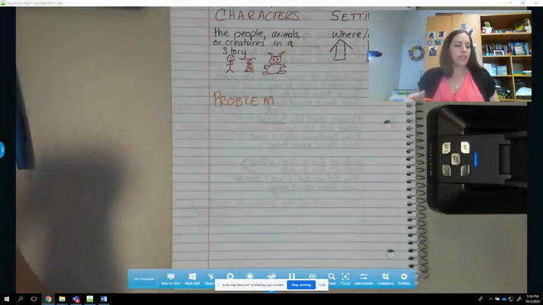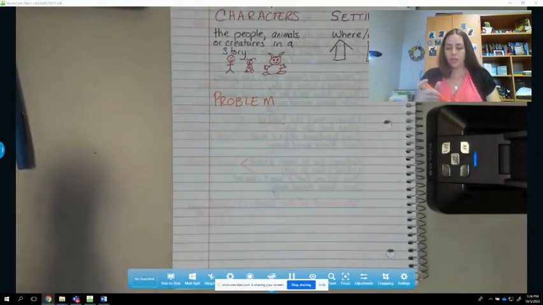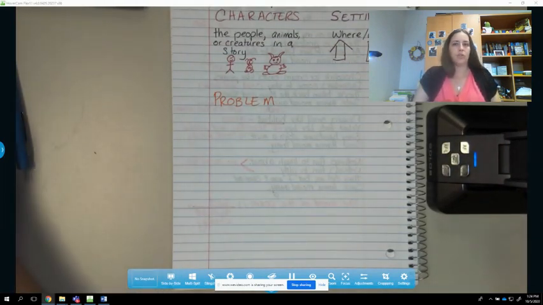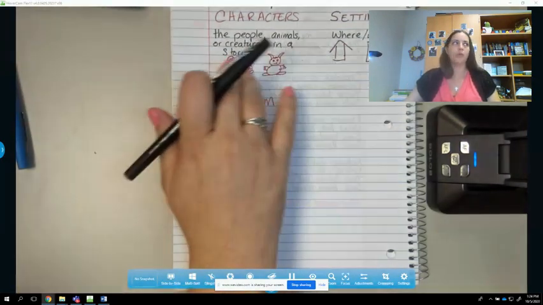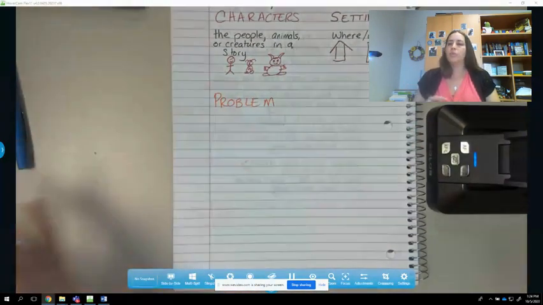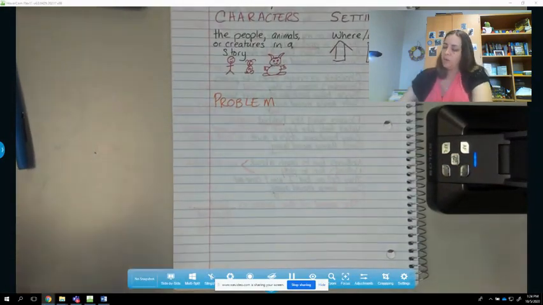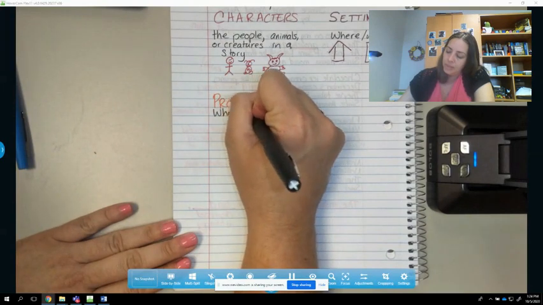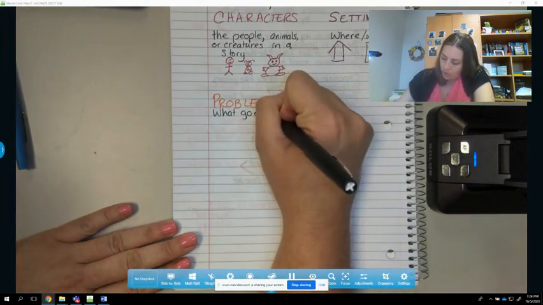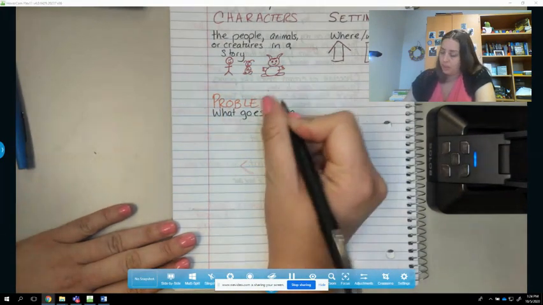Now the problem is really interesting because without a problem in a story, you don't really have any driving force that makes the characters move forward in their setting. So the problem is what goes wrong in the story.